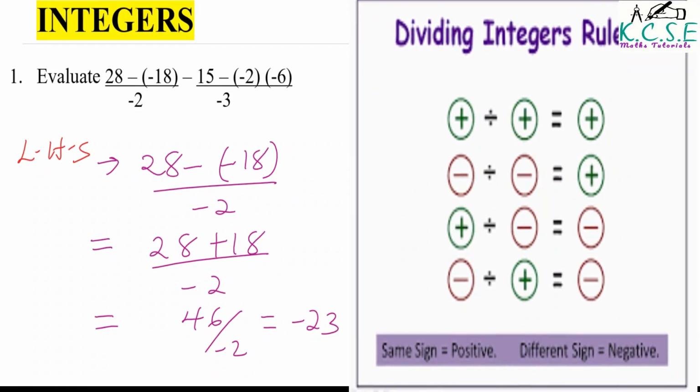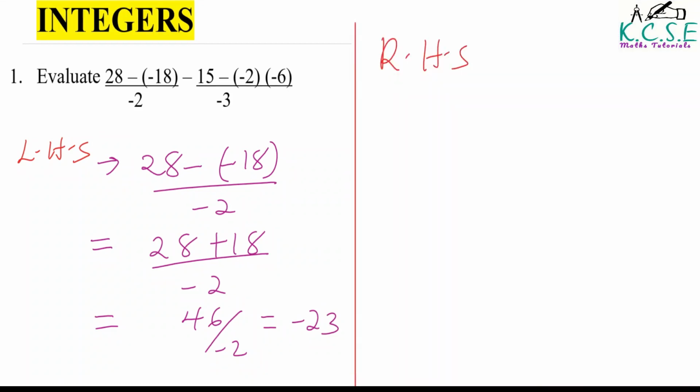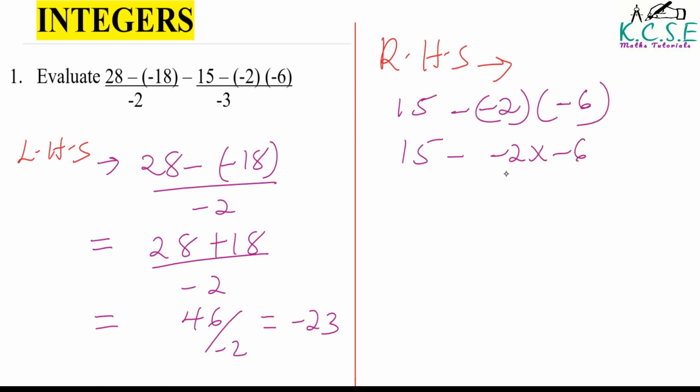Let's go to the right hand side of the question. The right hand side is where we have 15 minus negative 2, then multiply by negative 6. We get rid of these brackets, removing them like this. This is negative 2 times negative 6. Work out that part, multiplication first. You get positive 12, which will give 3, and then the denominator, don't forget the denominator is negative 3. So on that part you get negative 1.